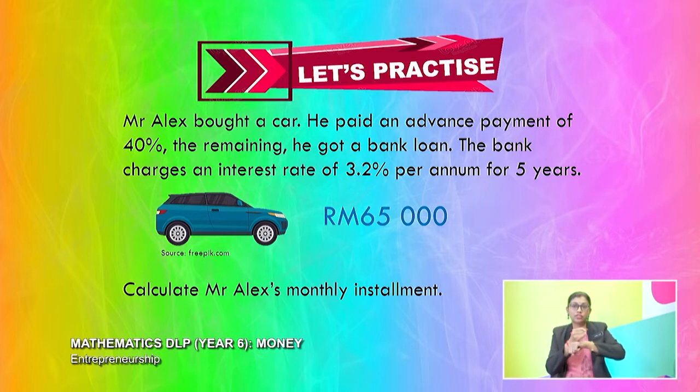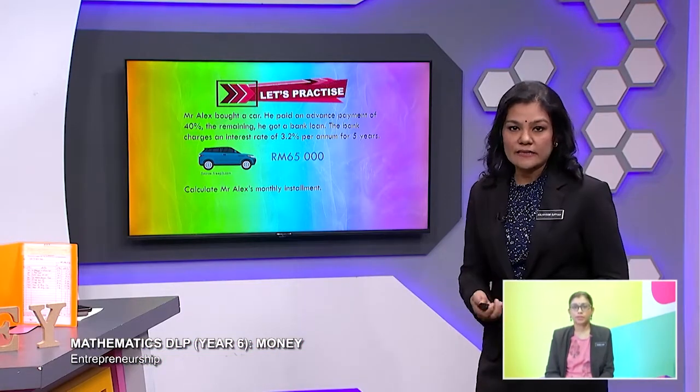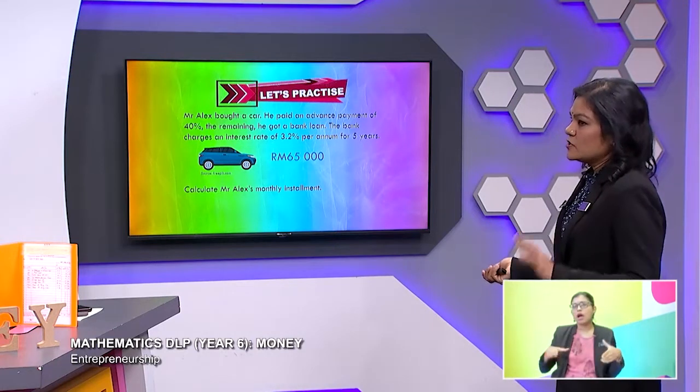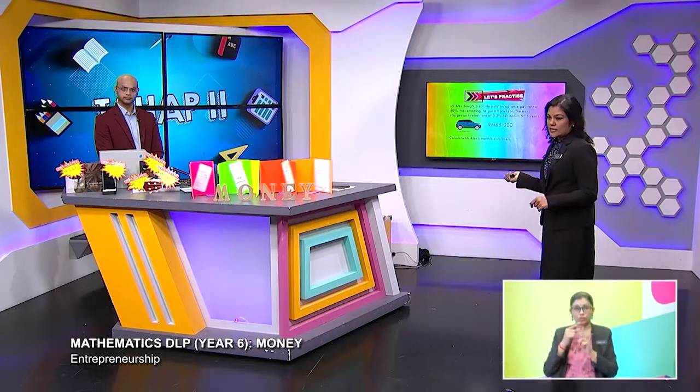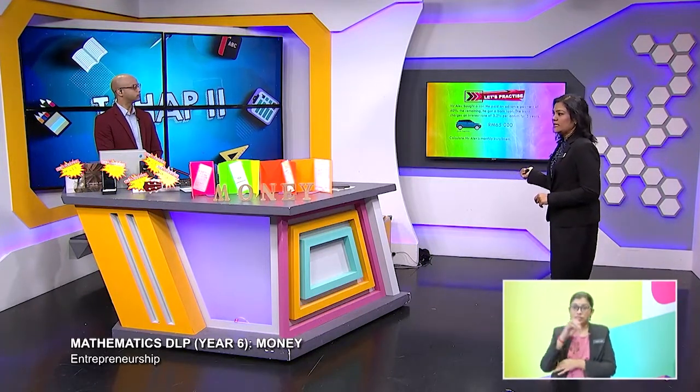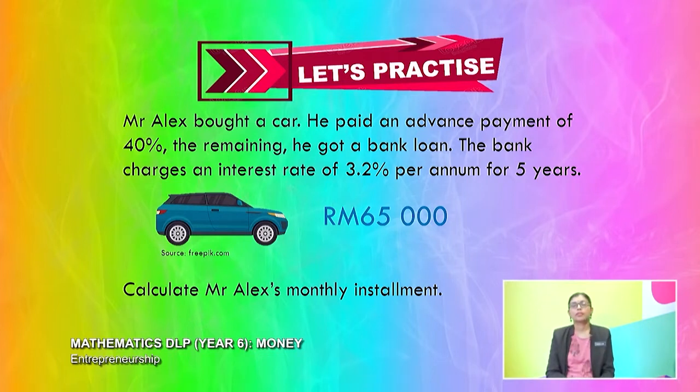There is an interest charge because the bank gives you the balance cash. The charges are for 5 years. Now you see the price for the car is 65,000. So the question sounds: calculate Mr. Alex's monthly installment. We must know that if you own a car using a bank loan, you have to pay it monthly, right? So how to calculate this? You have to understand the keywords there. He already paid 40% for the down payment, and the balance he took a bank loan with the interest of 3.2%. So first thing, you have to minus that 40%, right?